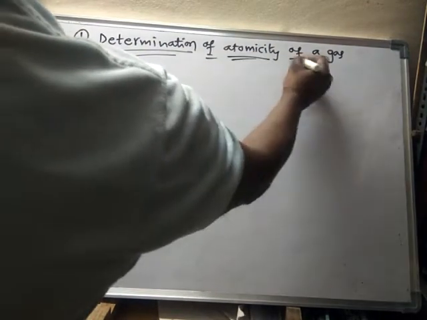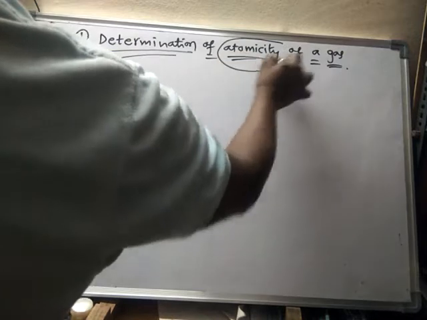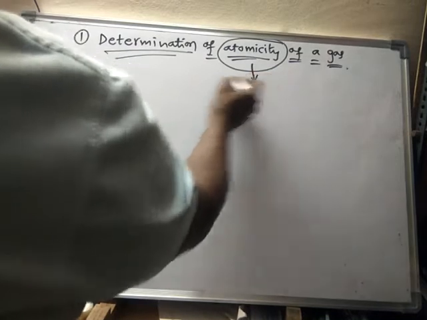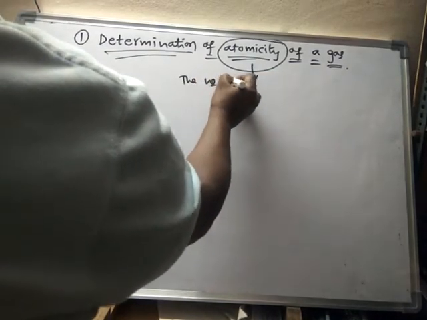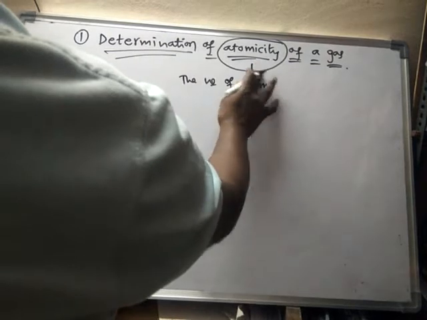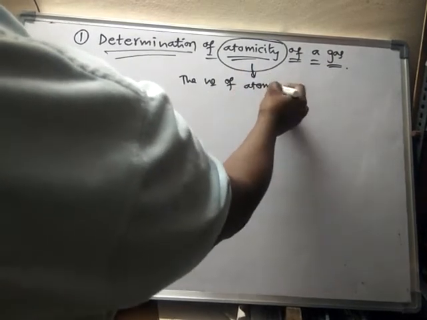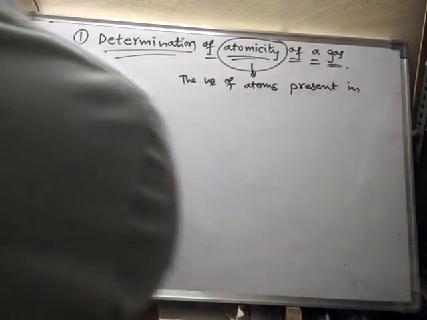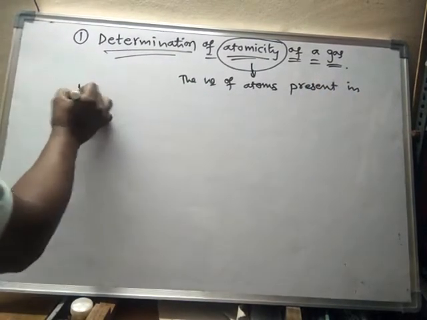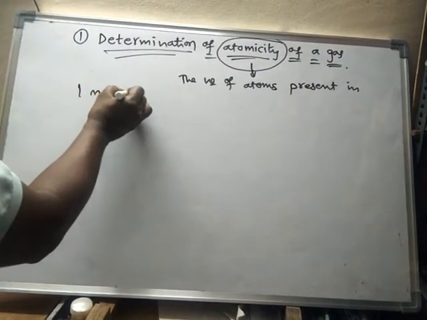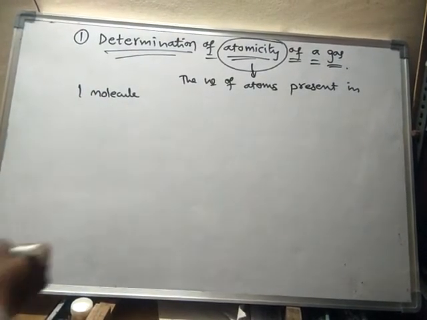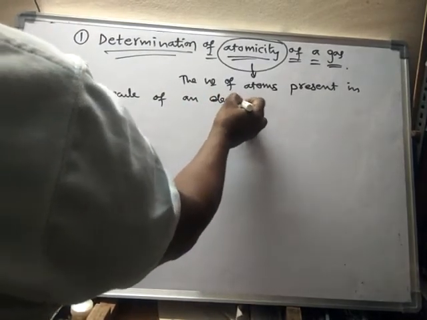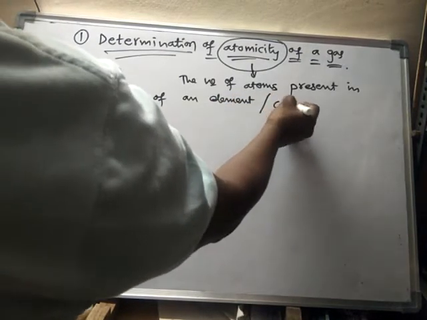Determination of atomicity of a gas. What is the meaning of atomicity? Atomicity is nothing but the number of atoms present in one molecule of an element or a compound.